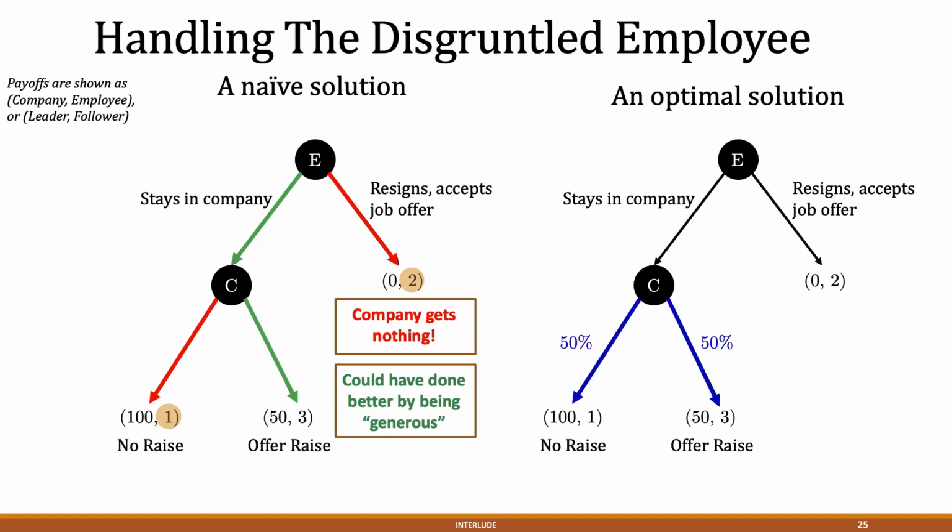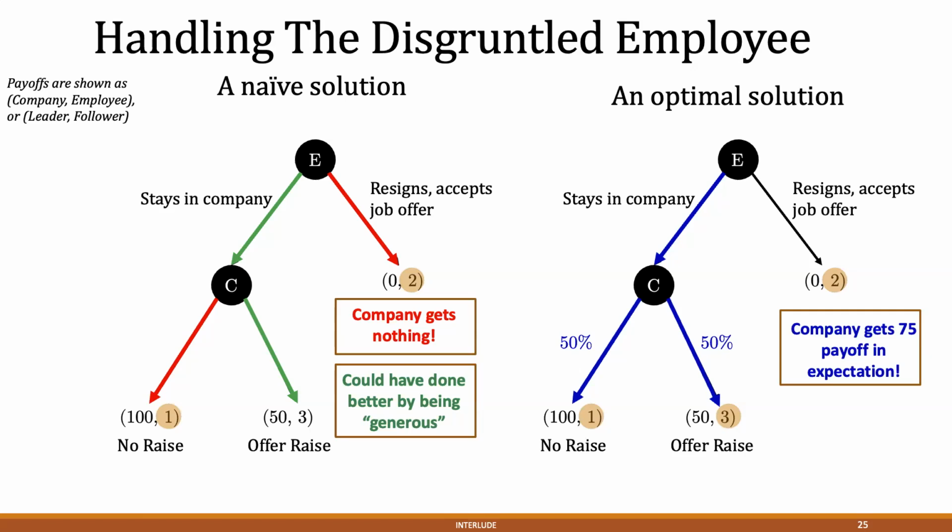What I'm going to do is sit down with the employee up front and tell him, okay, if you stay in the company, I'm going to toss a coin. If it comes out as heads, you're going to get a raise, and if it comes out as tails, you're not going to get a raise. You can convince yourself that on average, the employee is going to get a payoff of two, right? The average of one and three is two. And that's just enough to entice him to stay in the company, right? We assume tie breaks are done arbitrarily. And from the company's perspective, it's going to get a payoff of 75 in expectation, right? So that's much better than the previous two alternatives.